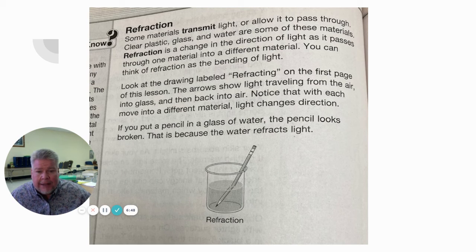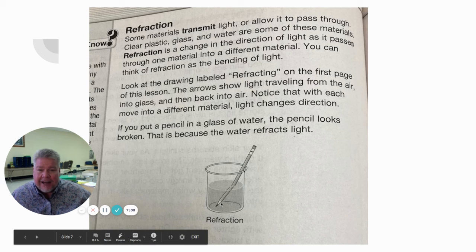Look at the drawing labeled refraction on the first page. We saw that a minute ago. The arrows show light traveling from the air into the glass and then back into the air. Notice that with each move into a different material, the light changes directions. If you put a pencil in a glass of water, the pencil looks broken. That's because the water refracts light.